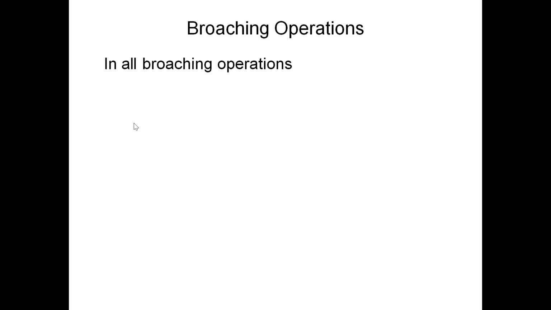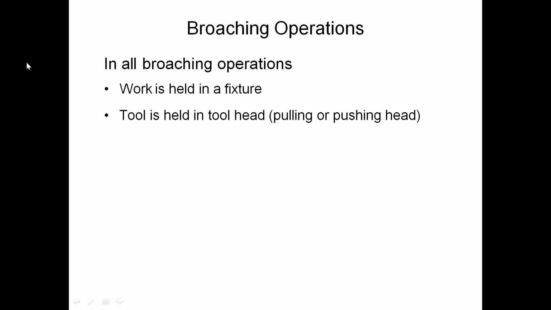Next, we can see here in all broaching operations, work is held in a fixture. So in all broaching operations, the workpiece is held by fixtures. Next, tool is held in tool head. The tool is in the tool head, that is either a pulling head or a pushing head.